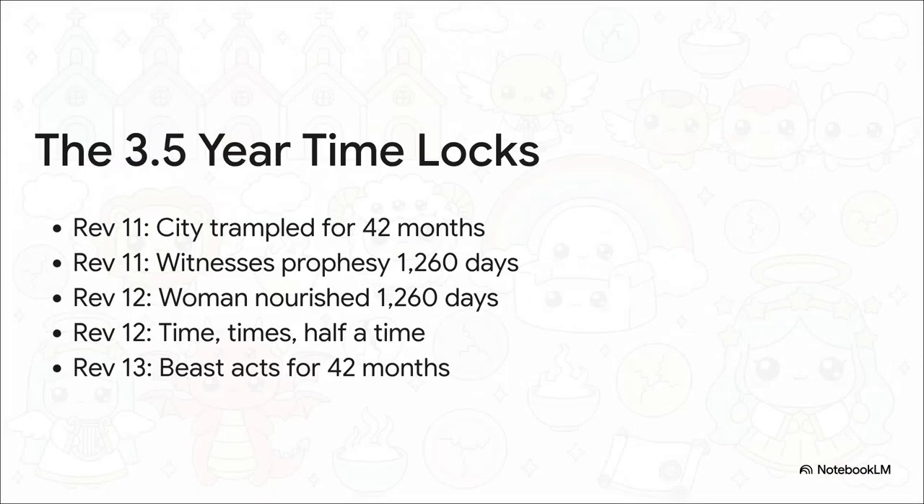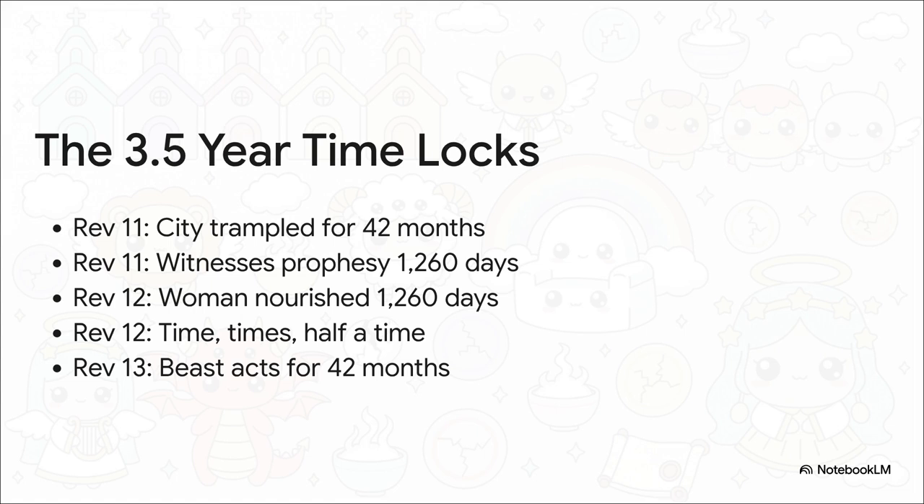The really crucial point here lies in the numbers that are scattered all across Revelation chapters 11, 12, and 13. We see 42 months, 1,260 days, and this specific phrase, a time, times, and half a time. What do all of these have in common? Well, they all equal exactly 3.5 years. The argument here is that these are not just random numbers pulled out of thin air. No, they act as a time lock, inextricably binding chapters 11, 12, and 13 together.